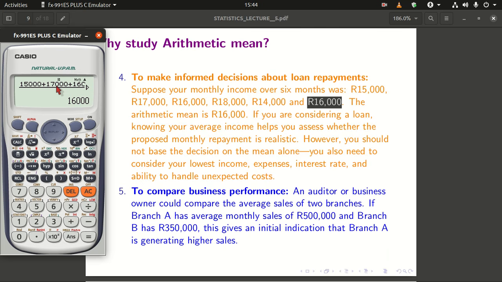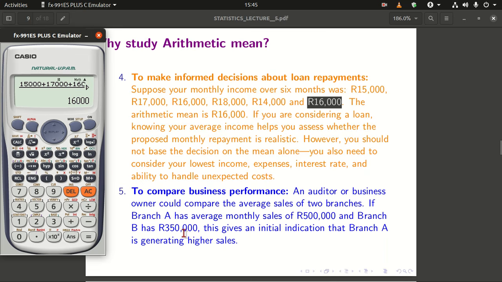Because most people, they always assume that I need to pay more so that I can finish sooner. Sometimes you just can't. So the average is actually helping you to think in terms of how much can I actually afford. I hope you understand this very well. Okay. That is another one.